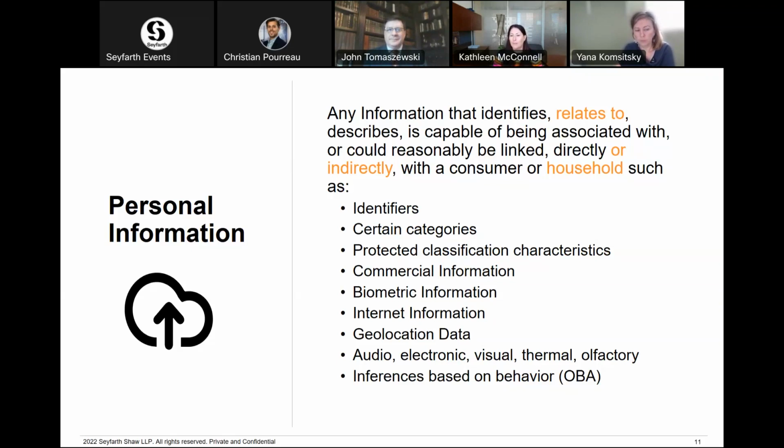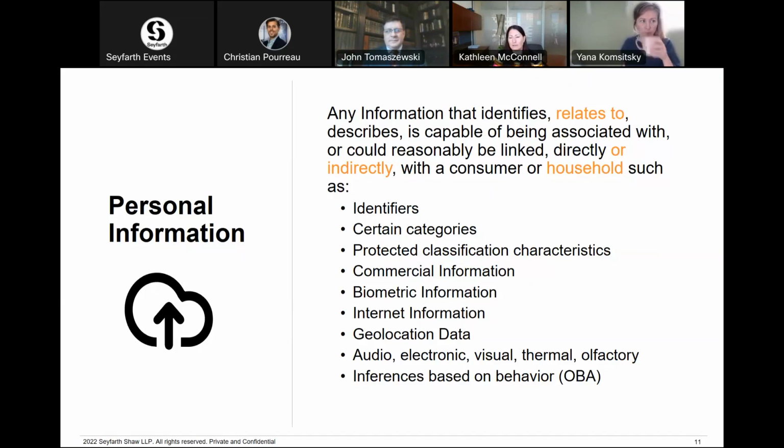Information about whether people fall into certain protected categories qualifies. Commercial information, like your buying and selling history. Educational information falls within this. Geolocation information falls within identifying information. And very interestingly and very importantly, inferences based on behavior also fall within the scope of identifying information here.